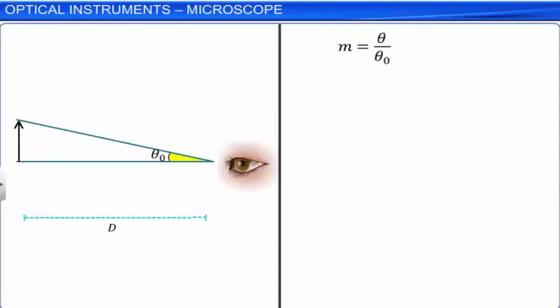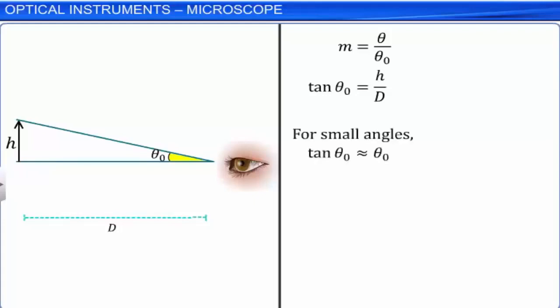Now, let us find some useful expressions for the magnification of a simple microscope. If the height of the object is h, then tan theta naught is equal to h by d. But for small angles, tan theta naught is approximately equal to theta naught. Hence, we can write that theta naught is equal to h by d. Let this be equation 1.